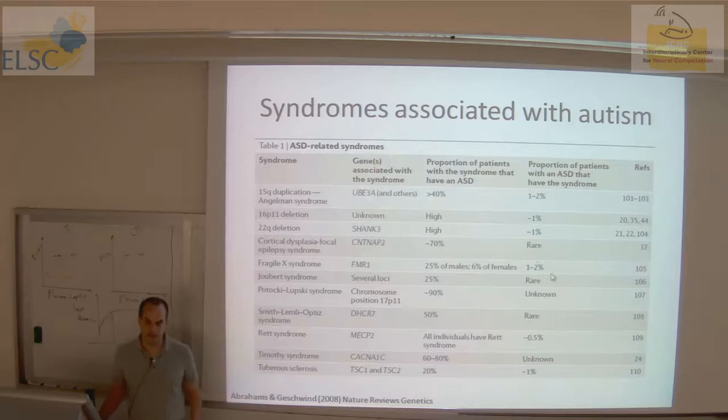So, if I take just a random sample of autistic cases, around 1 to 2% of them will have mutations in the FMR1 gene. Okay, so this is also true for other syndromes. You probably all know Rett syndrome, caused by mutation in the MECP2 gene. Here, all the individuals will meet the criteria for autism spectrum disorders. Most of them will be girls. And this accounts for around 0.5% of cases.